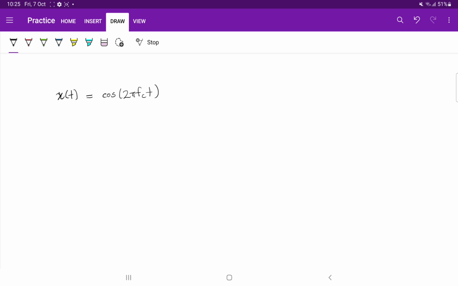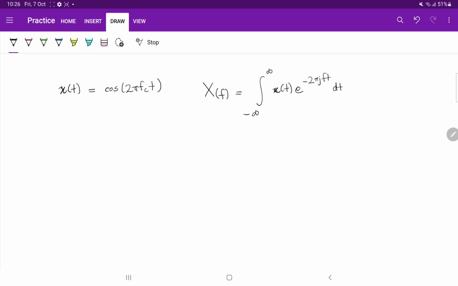So first of all, you need to understand that even if they are giving any type of equation and asking for the Fourier transform of it, what you need to do is write the equation of the Fourier transformation directly. That's the only thing you need to do. So now I have written the Fourier transform equation: X(f) is equal to the integral of x(t) times e to the power minus 2 pi j f t, integrated from minus infinity to plus infinity. After that, I'm going to substitute cos 2 pi fc t for x(t).